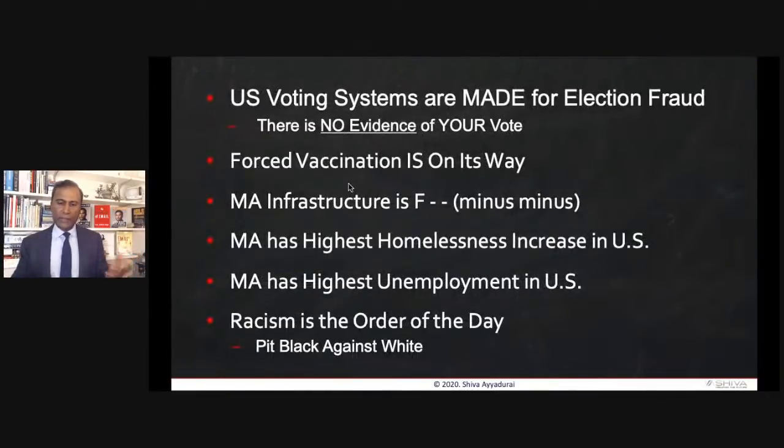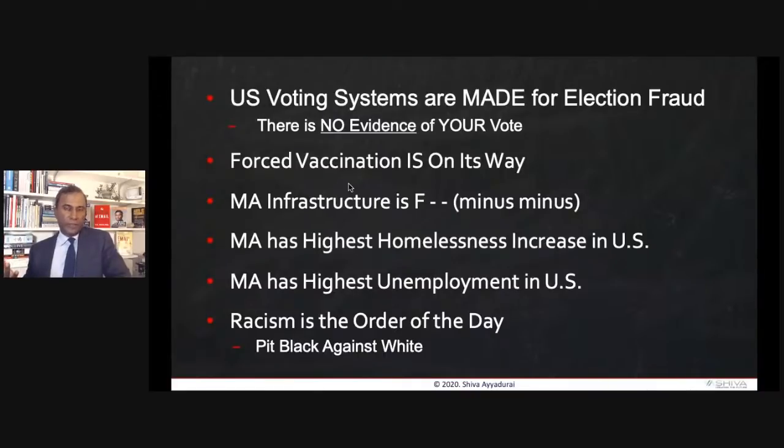So when we wrap this lecture up, I want to bring it back to the core: the United States voting systems are made for election fraud. They are made for election fraud. There is no evidence of your vote. And as I just shared today, they can manipulate your vote by assigning weighted race. And it's a standard feature.